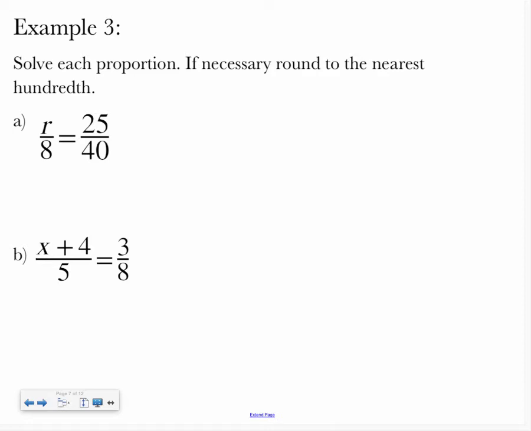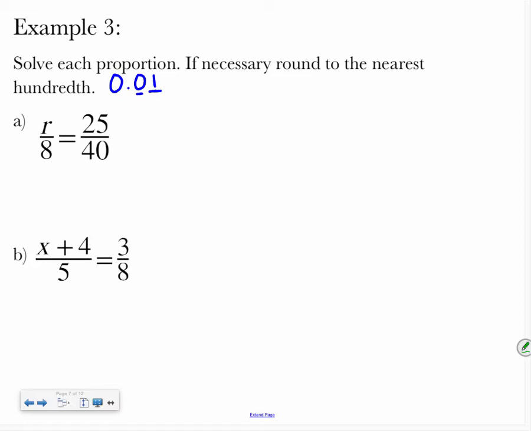Alright, example 3. We want to solve each proportion. If necessary, round to the nearest hundredth. Remember, when we're dealing with hundredths, that is the second decimal place. The first one is tenths, and the second one is hundredths. So part A, we have r over 8 equals 25 over 40. We want to solve the proportion.